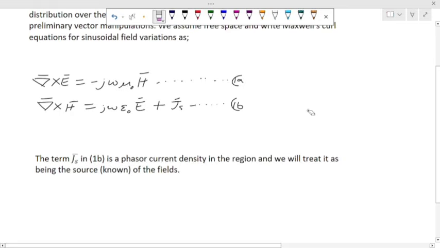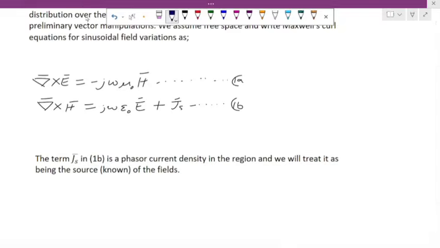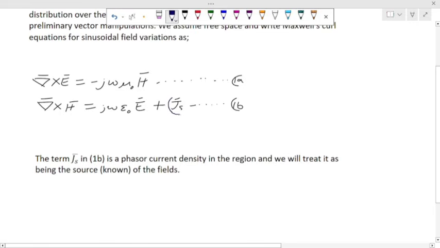Now, with that being said, look at this particular term we have right here. This current also has to be in the frequency domain. In fact, this term is in the frequency domain. That is why what we have in our note is that the term Js is a phasor current, meaning current in the frequency domain. So, phasor current density.